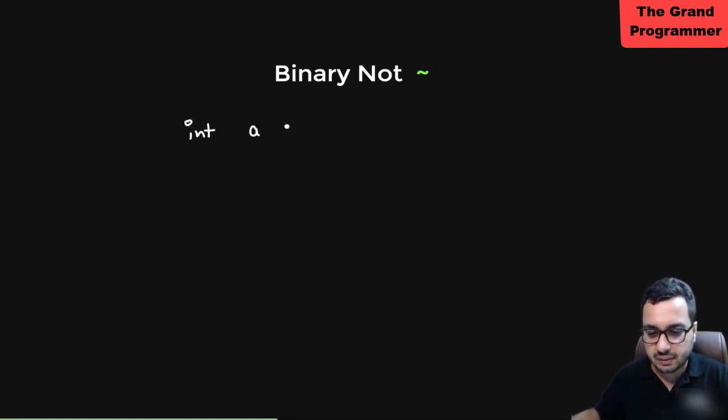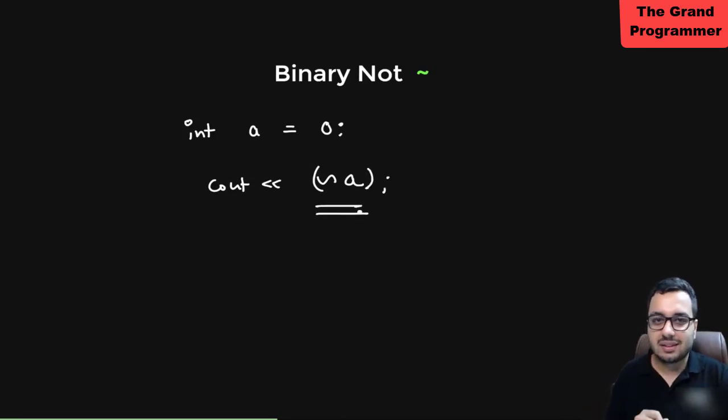Let's say I take something like this. Let's say I take int a, and I say int a is 0, and I simply do cout NOT of a. Then what you're going to expect? Okay, what would be the answer? The answer is going to be actually not 1, but it would be -1. Okay, now you may wonder why it is so.